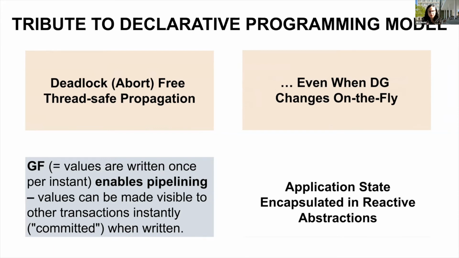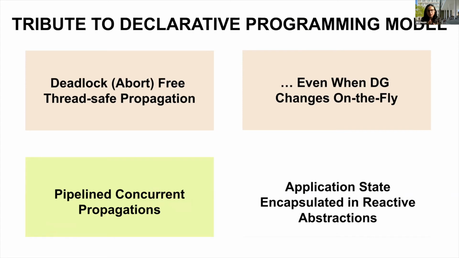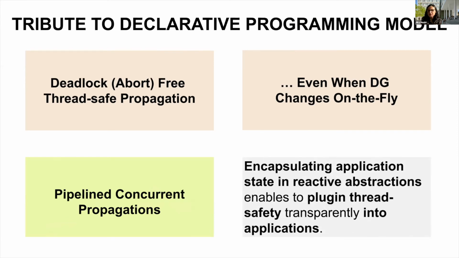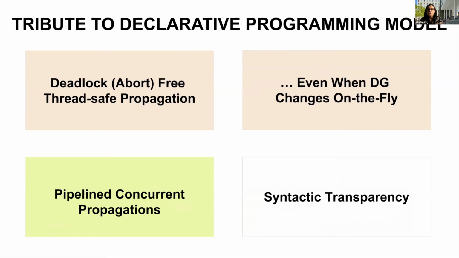Instantly, it's visible to the other transaction because it cannot change anymore. We know that there will be no changes beyond that point, so we can make the value visible. And this allows pipelined concurrent propagations. Even if we have strong consistency, we can execute the transactions a little bit concurrently. And then the fact that we encapsulate state in reactive abstractions allows us to plug thread safety transparently into the application. So any change from the outside world is automatically wrapped by the runtime into a reactive transaction.